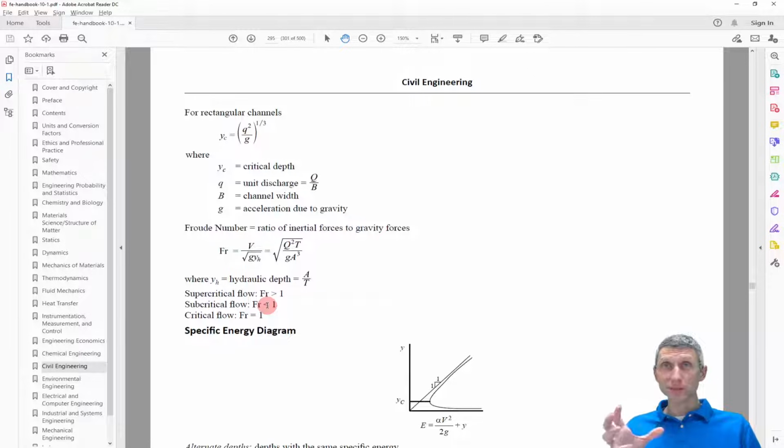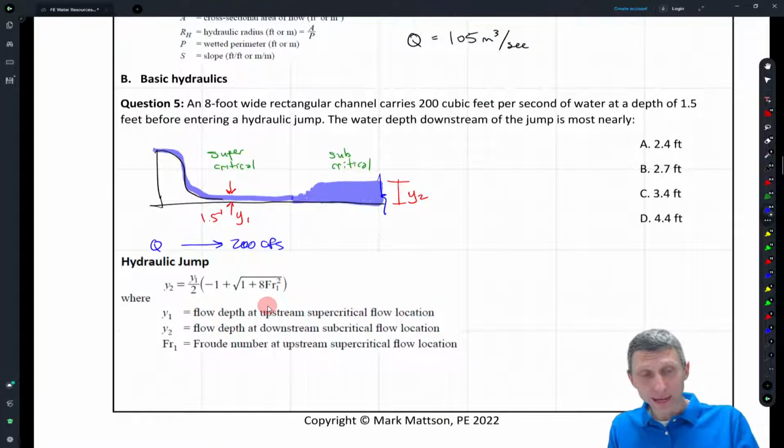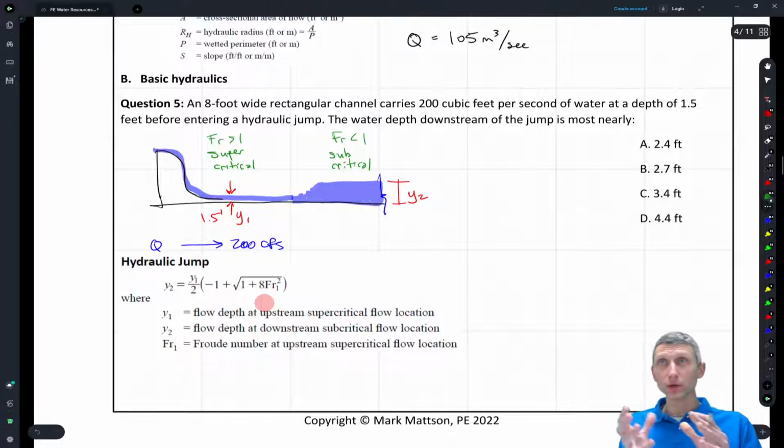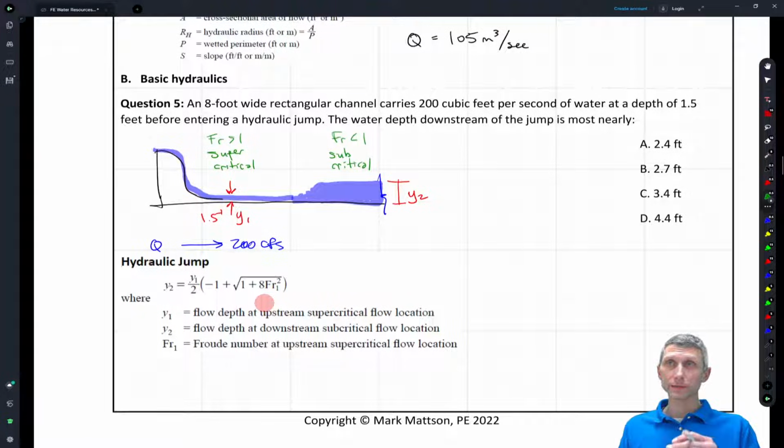So what we would expect is, on one side here, the Froude number is greater than 1, and on the other side, the Froude number is less than 1, right? So we transition here, and we have to go find it. So what I want to do is calculate the Froude number so I can go and calculate my depth, because that's what the problem is asking.